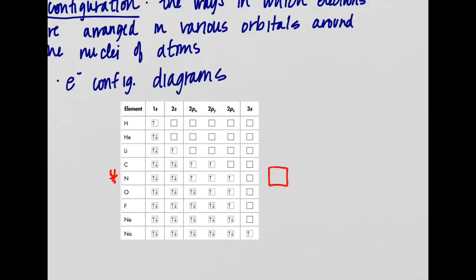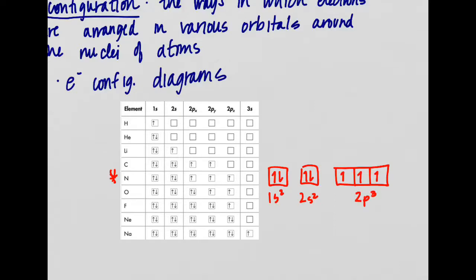It would look like 1s, 2s, and then I have 1, 2, 3 in the p orbital. So I draw it all connected like that. Everything's the same, there are just no spaces in between. And then this would be 2p3.